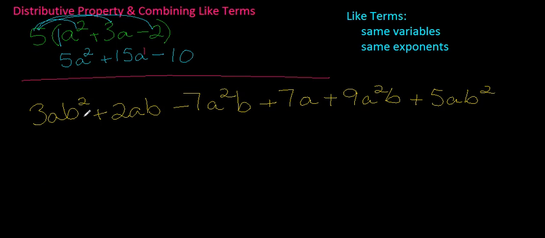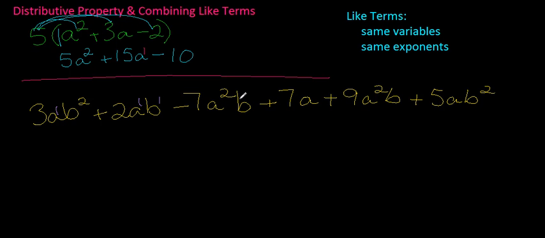In this problem, we've got 1, 2, 3, 4, 5, 6 terms, and we need to identify if there are any of them that we can combine because they are like terms. In order to combine them, they need to have the same variable and exponent. So to combine something with this 3ab squared, we're looking for another a to the first, b squared. This is a to the first, but it's b to the first as well, so that doesn't count.